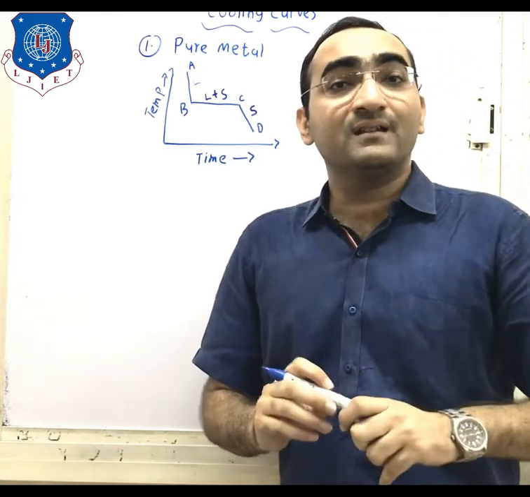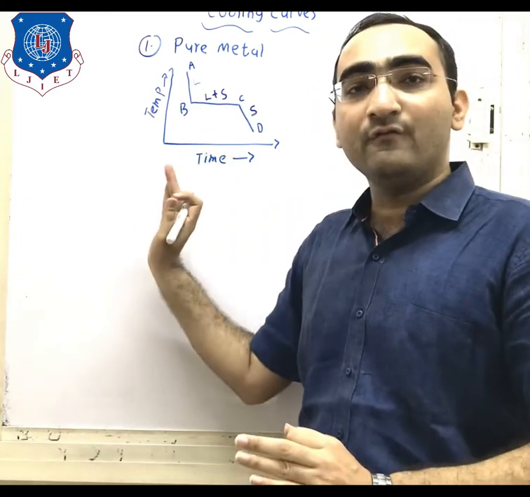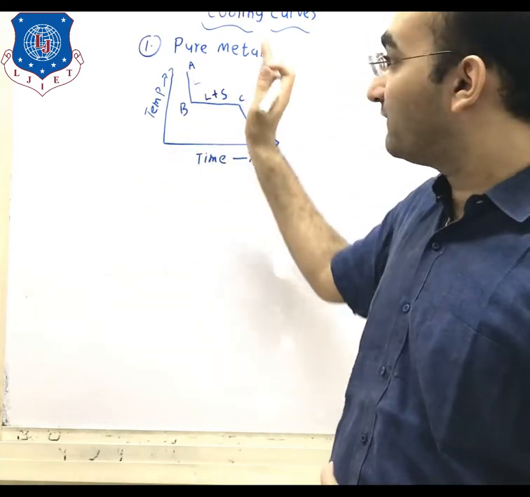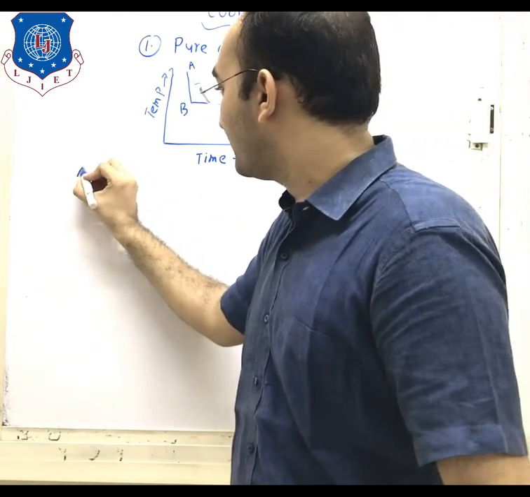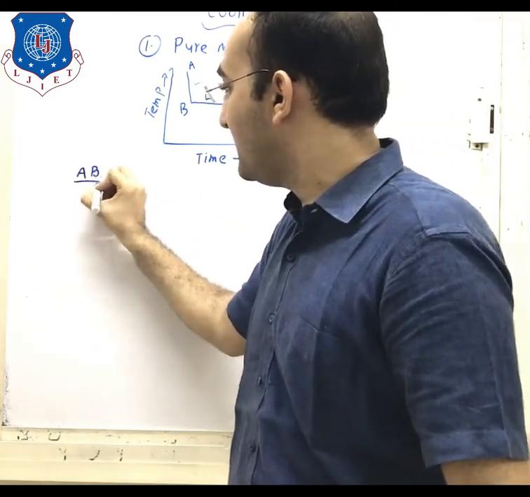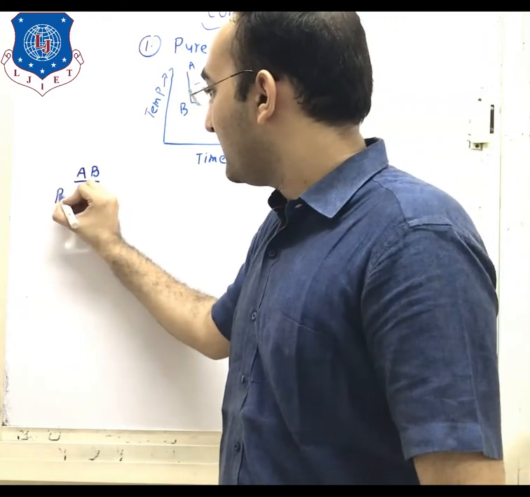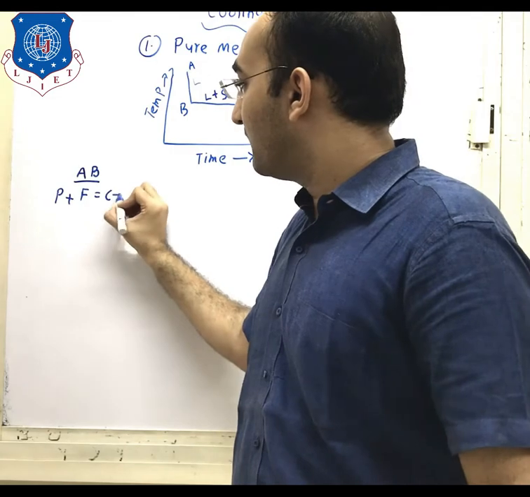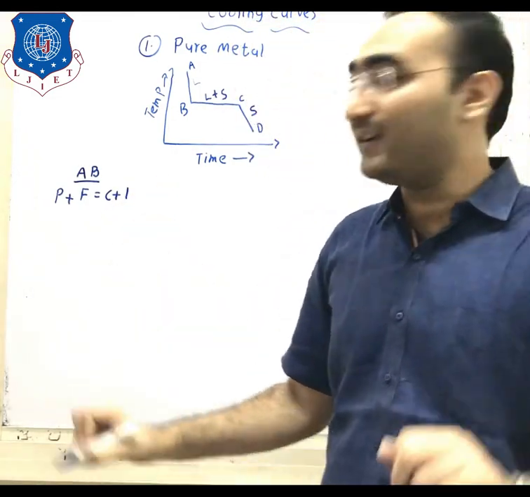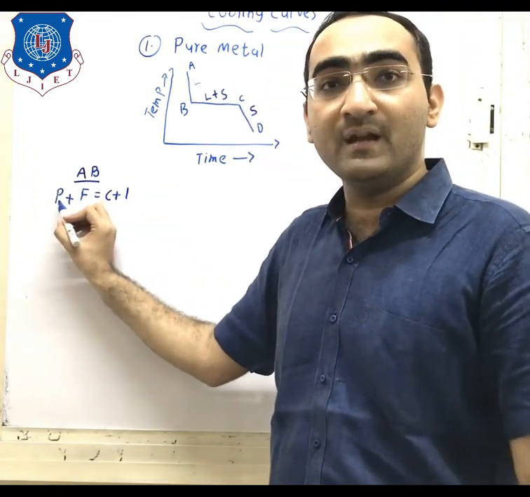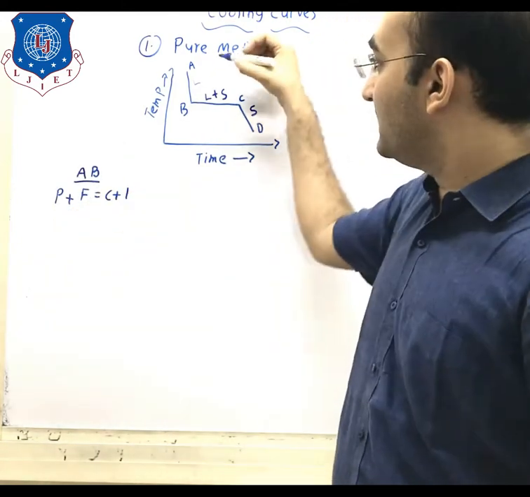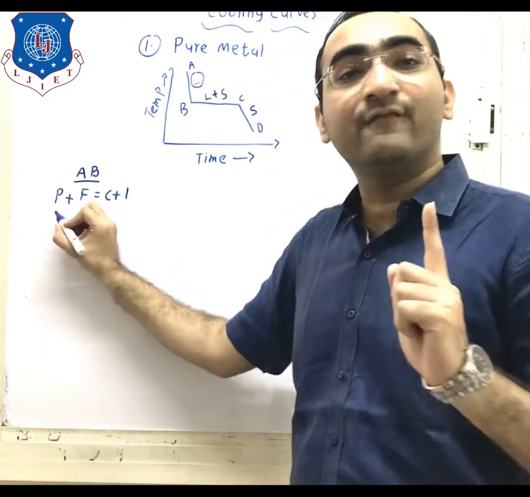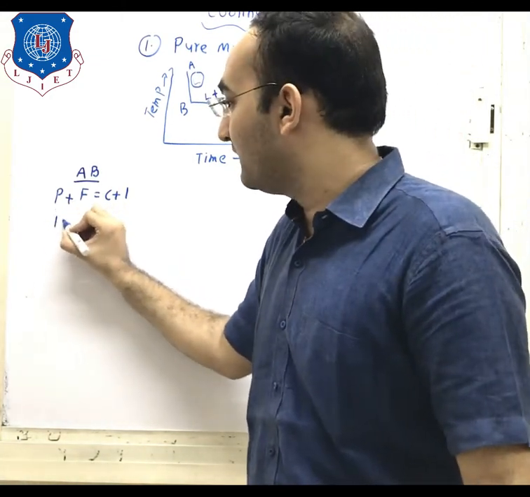So we have discussed the Gibbs phase rule. Now let us find the Gibbs phase rule for the different areas of this cooling curve. Let us go for the first region, the AB region. What was our formula? For practical use, P plus F equal to C plus 1. P means phase. Which is the phase of the AB region? You can see over here, it is the liquid phase. So only one phase is present, that means P will be 1.